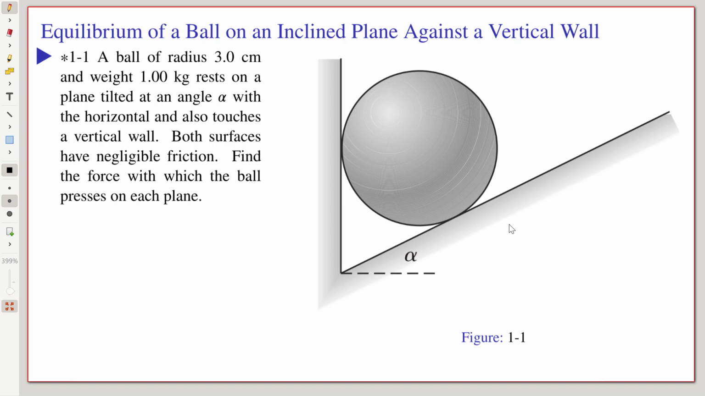Let us read the problem, which is basically given as the figure of the problem. A ball of radius 3.0 centimeters and weight 1 kilogram rests on a plane tilted at an angle alpha with the horizontal and also touches a vertical wall. Both surfaces have negligible friction. Find the force with which the ball presses on each plane.